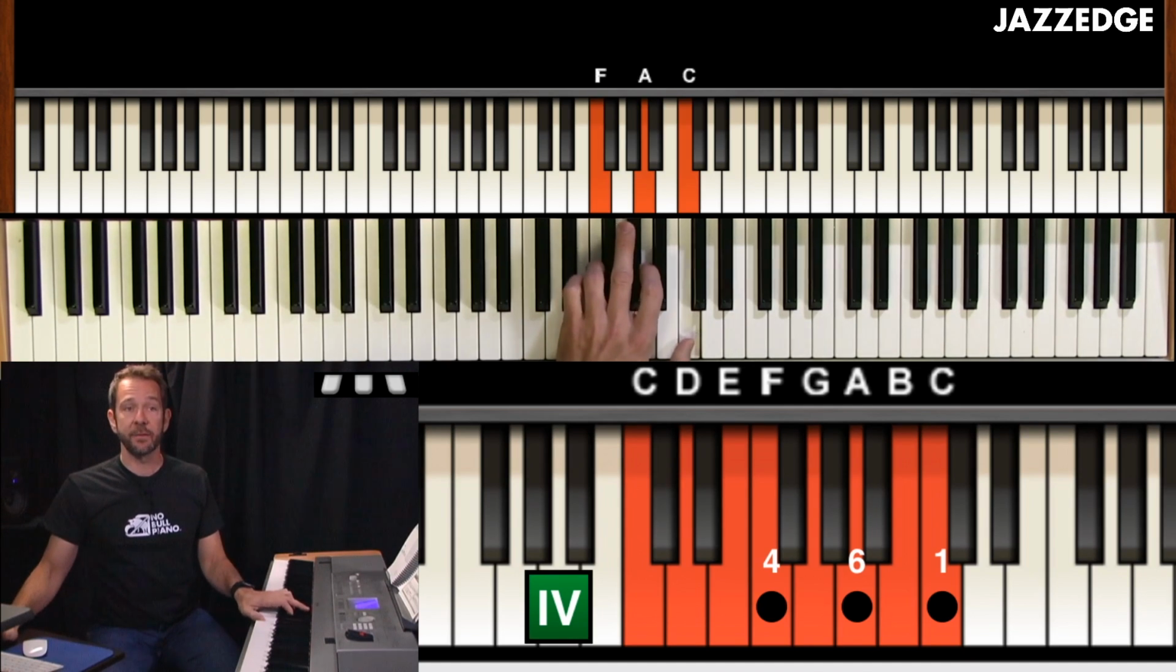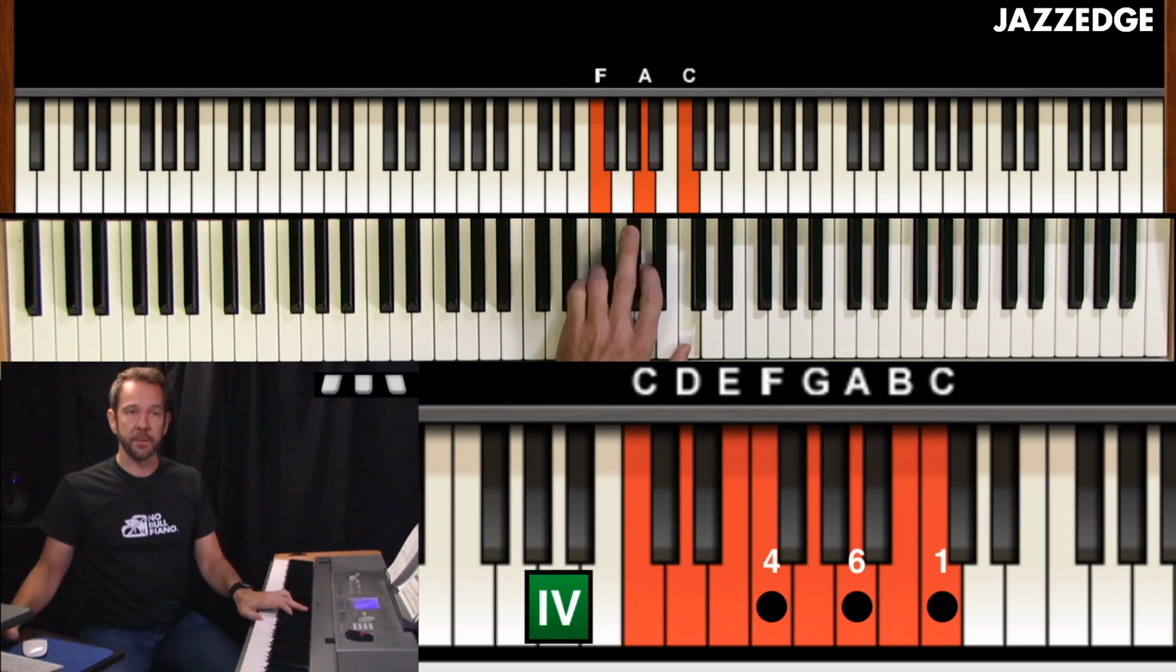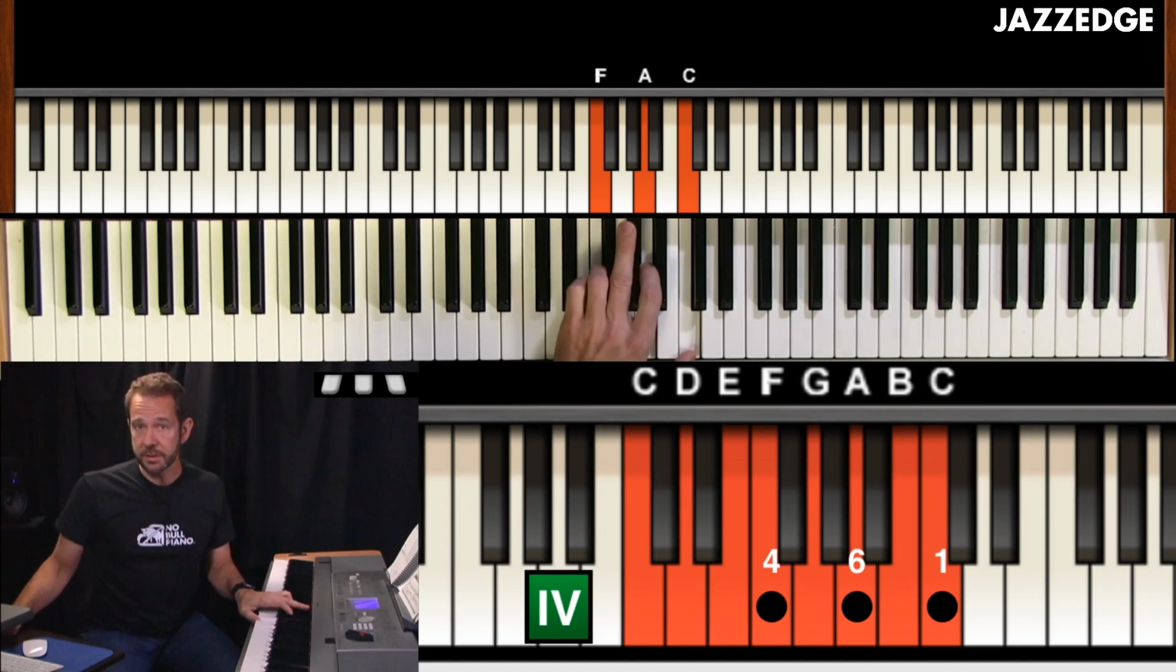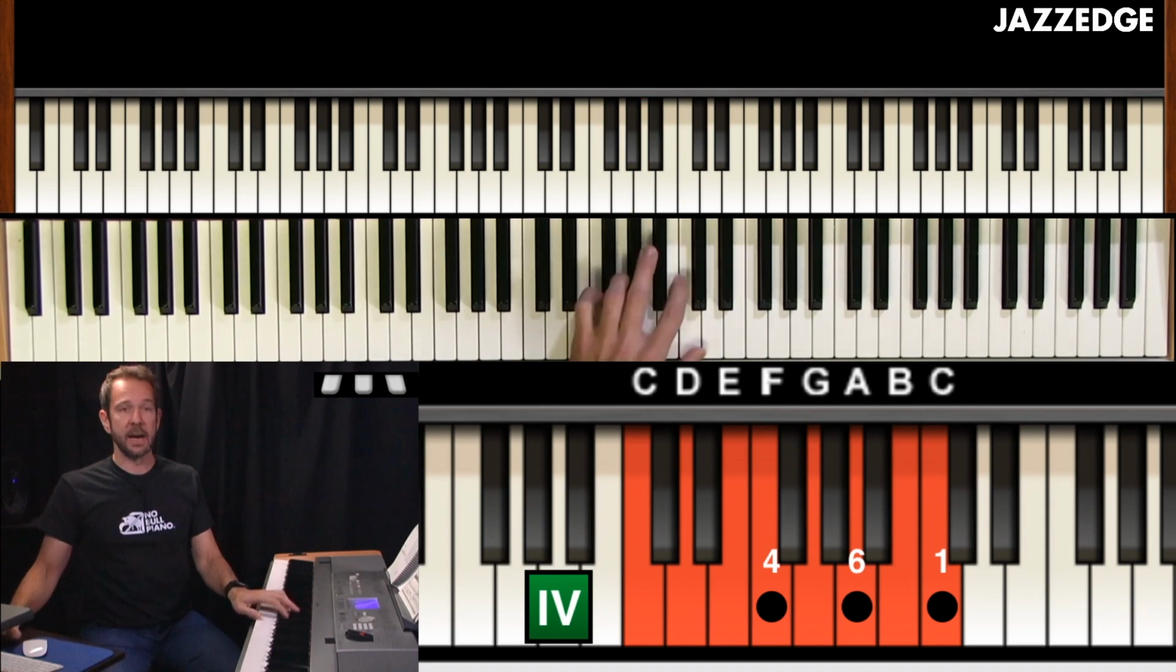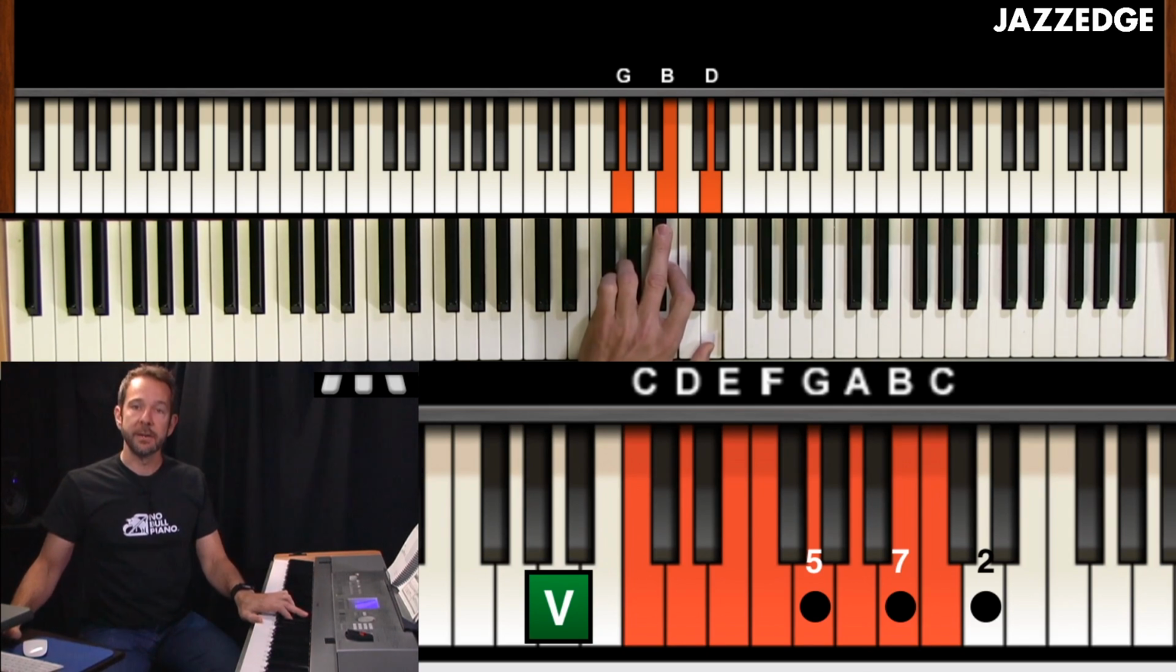So there's my 4 chord. That's the 4th note, the 6th note, and the root from the scale. A lot of times we call that 1 the root of the scale. We can call it either. Next, we have the 5 chord. That is my G major triad. G major chord.